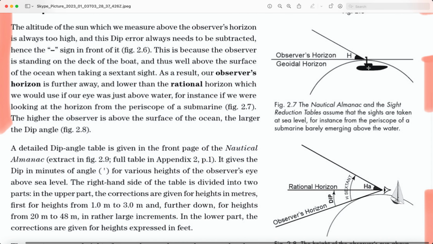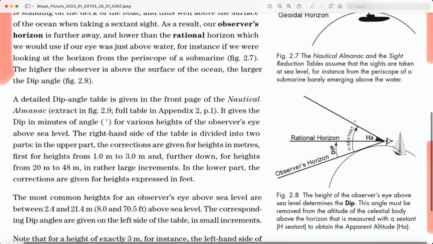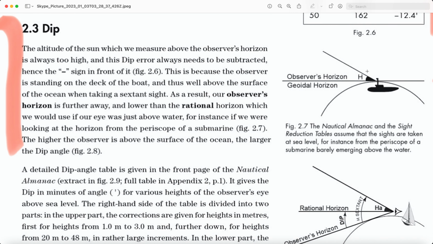So here we have, over here, observer's horizon, geoidal horizon. The nautical almanac and the sight reduction tables assume that the sights are taken at sea level, for instance, from the periscope of a submarine barely emerging above the water. Height of the observer's eye above sea level determines the dip. This angle must be removed from the altitude of the celestial body above the horizon that is measured with a sextant, Hs, to obtain the apparent altitude, Ha. See, they're not saying it's the height of the eye above the horizon, it's the height of the eye above the water underneath the boat.